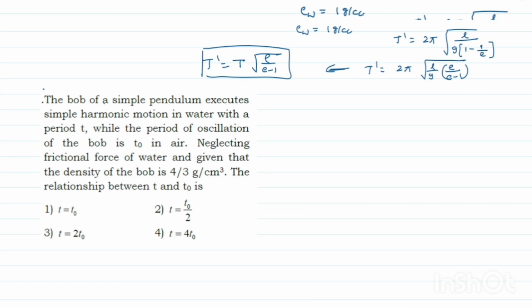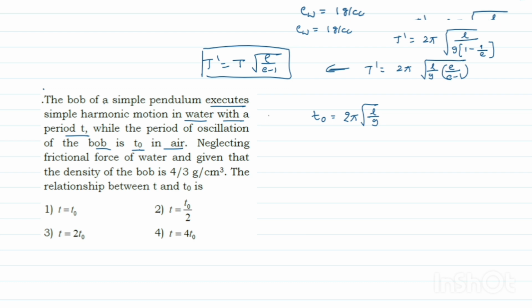Let us see the next question. A bob of a simple pendulum executes simple harmonic motion in water with a period T, while the period of oscillation of the bob is T naught in the air medium. Initially in the air medium, a simple pendulum is making oscillations. The time period will be 2π into root over L by g. In the water, it is going to be making oscillations, and the time period is given as T.